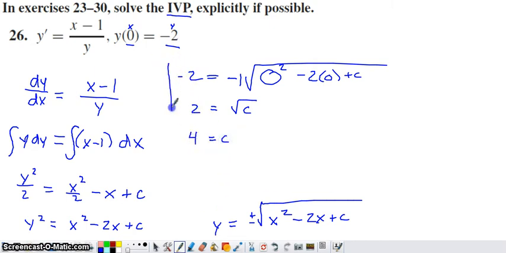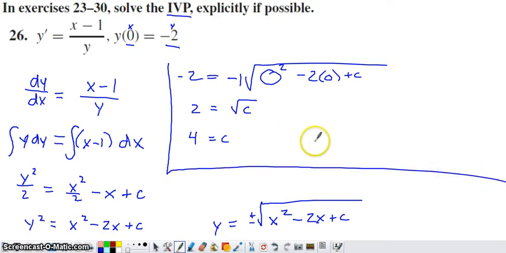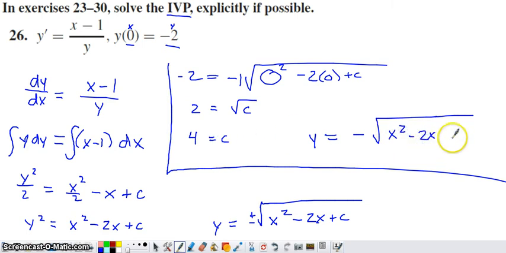So my specific solution is going to end up being y equals negative, because that was the sign that we had to use in order to attain a negative value for y, negative the square root of x squared minus 2x plus the value that we just found for c, plus 4. Now over here I said you have the option of leaving this as a 2c. If you had done that, you would have gotten c equal to 2 right here, but then when you do 2 times 2, you get the 4 in that position anyhow. So it's your preference as to how you handle it.